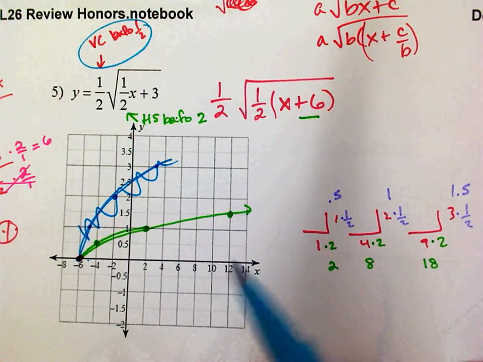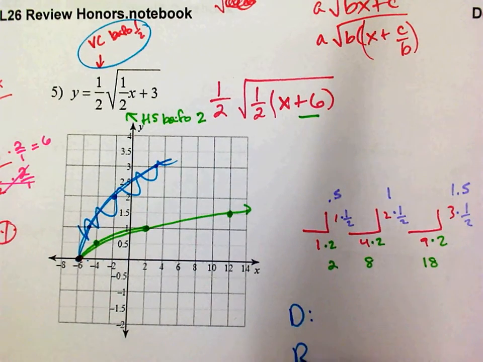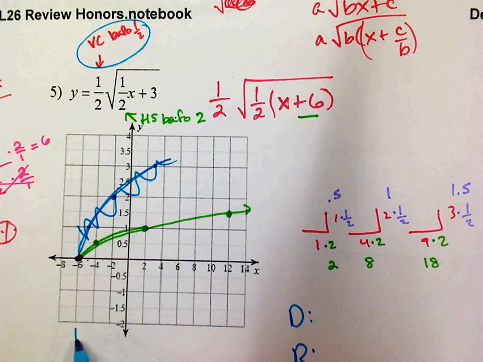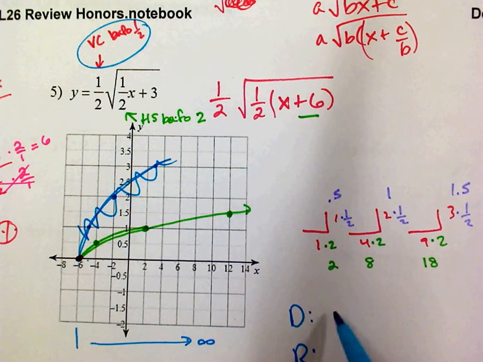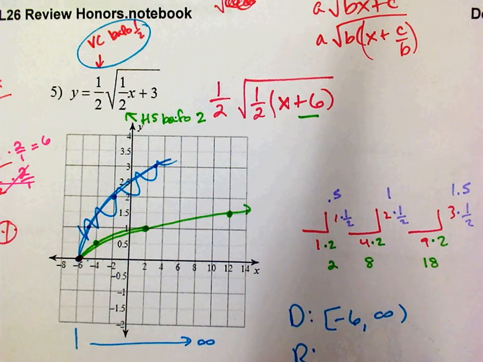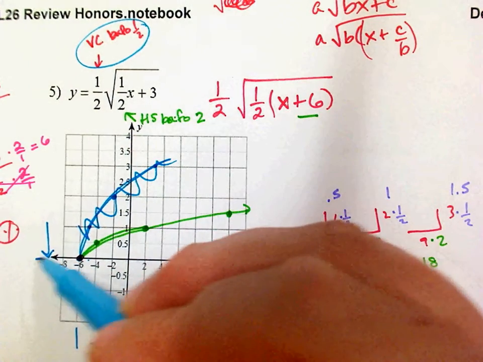Domain and range. Domain is left to right. Farthest left it goes to -6. The farthest right goes to infinity. Range is low to high. The lowest it goes is 0. The highest it goes is infinity.